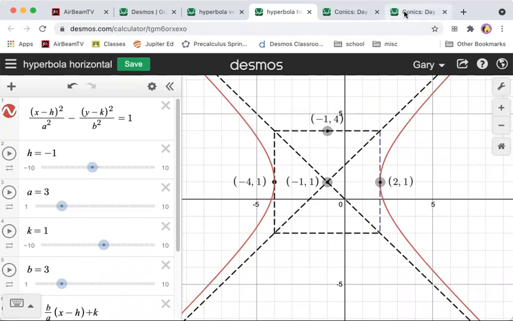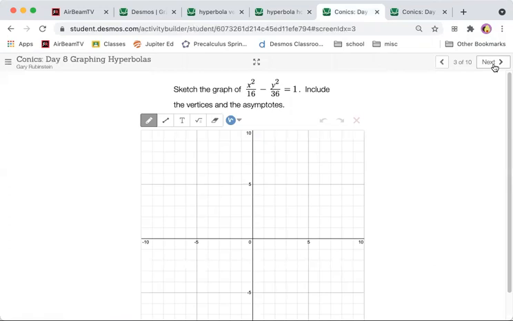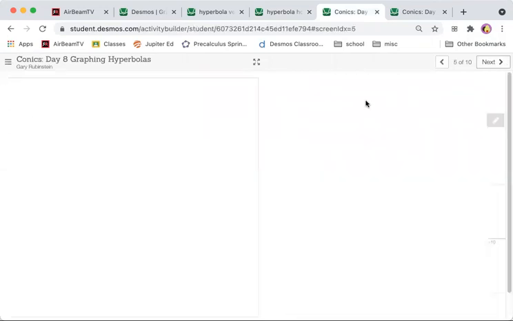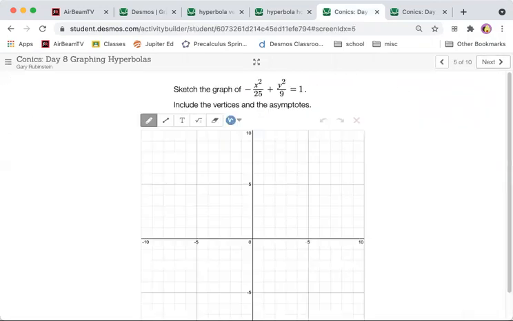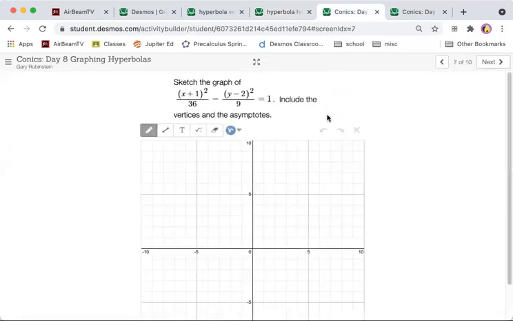And then on the Desmos activity, you can do this question. Oh, sorry, not that one, but this one, where the hyperbola is shifted.